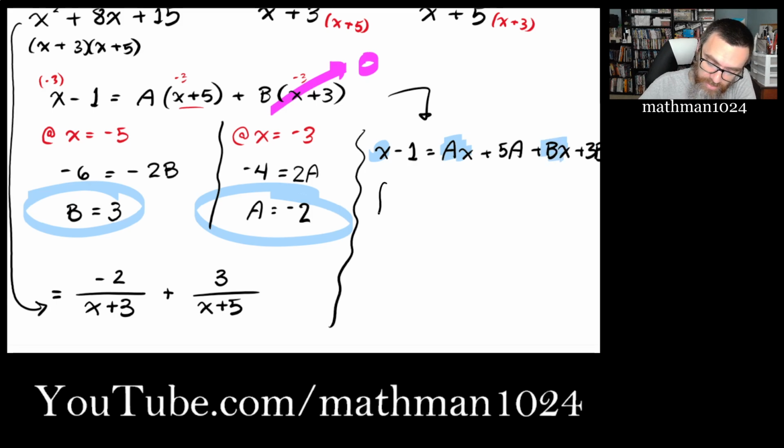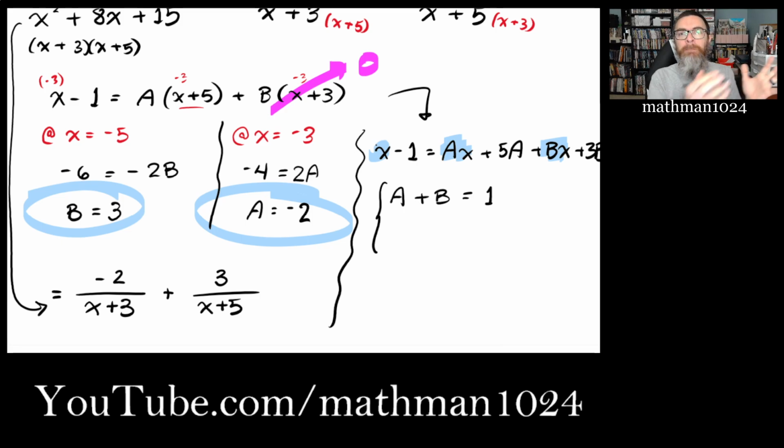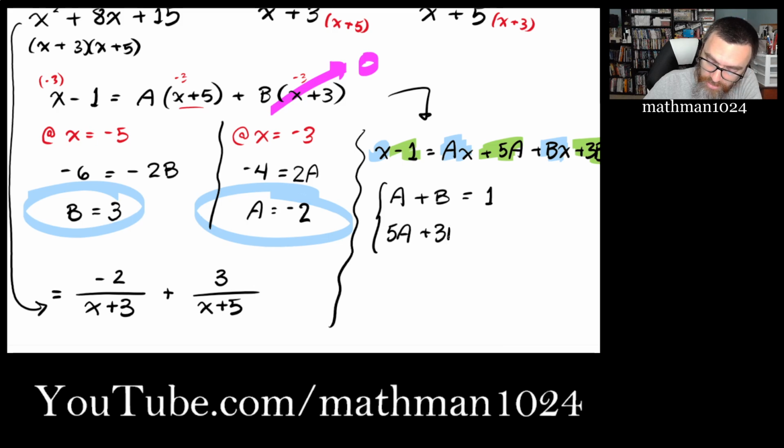So we can write a system that says when I take the coefficients here, a and b, that should equal the coefficient for x, which is 1. So ax plus bx is supposed to equal x. In other words, a plus b equals 1. And then we look at the equation we can form from the constants, negative 1, 5a, and 3b. So that means 5a plus 3b equals negative 1. So we have a system of equations, 2 unknowns, and if you solve that for a and b, you're going to find out that you still get 3 and negative 2.